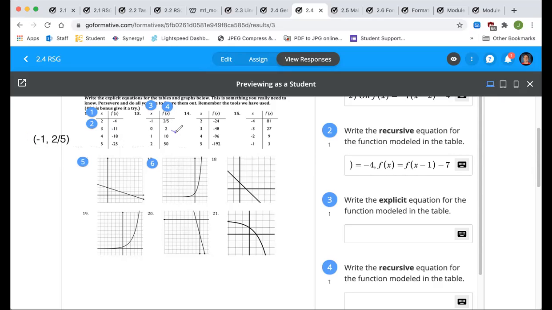So our change is that it's multiplying by 5 every time. 5 is our common ratio. Okay, so we've got our start value, we've got our change. Let's write our equation.